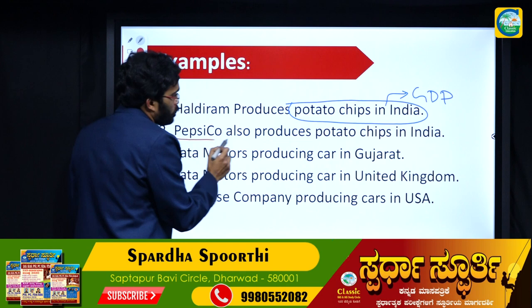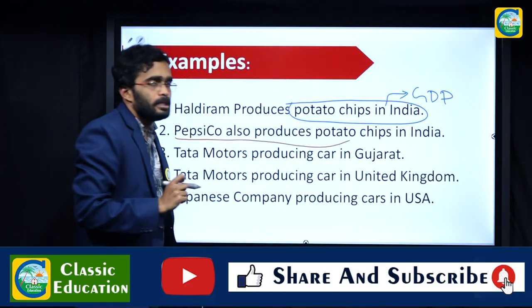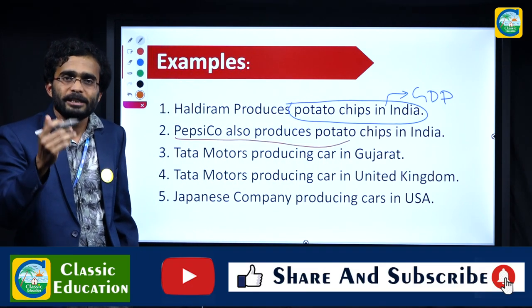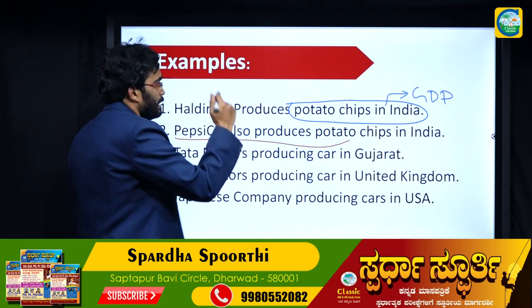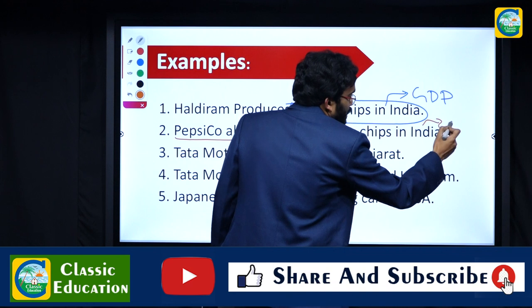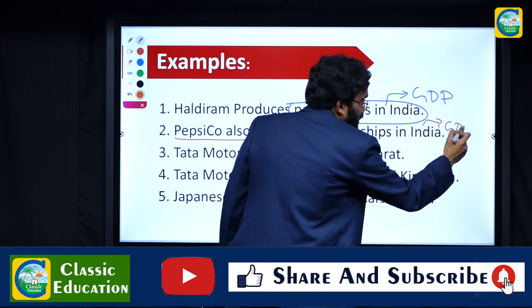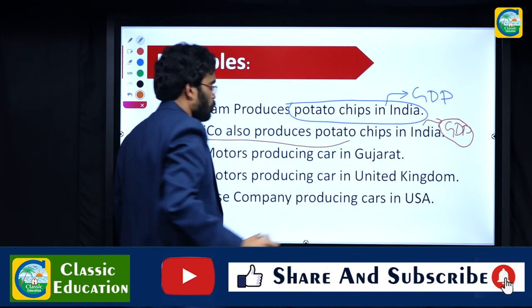Let's move forward. PepsiCo also produces potato chips. Let us say PepsiCo is producing these potato chips in Belgaum, in India. Does it come under GDP or GNP? It comes under GDP. Let us move forward.